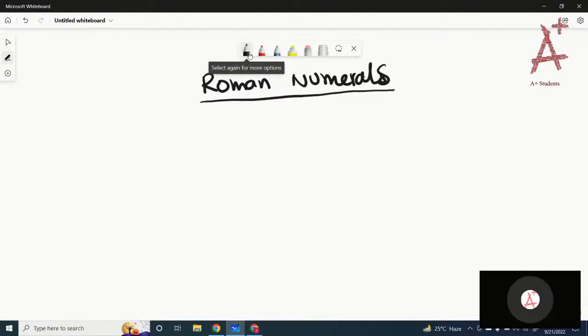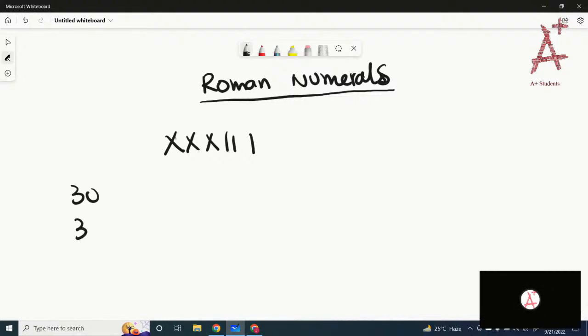Okay, the second one is: what number does the Roman numeral represent? It is XXXI, and the options you are given are 30, 33, 31. Do you know the answer? Which one is the correct option?